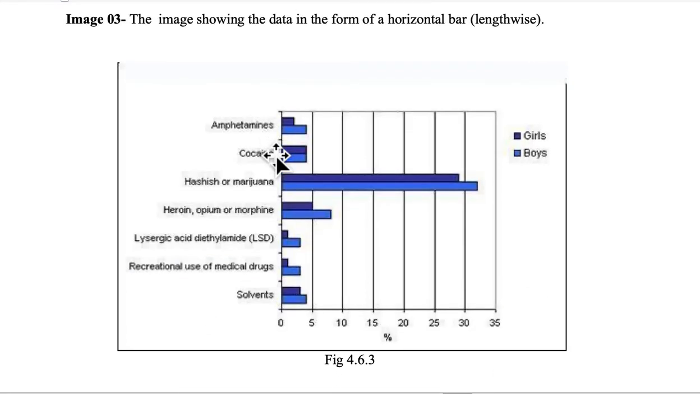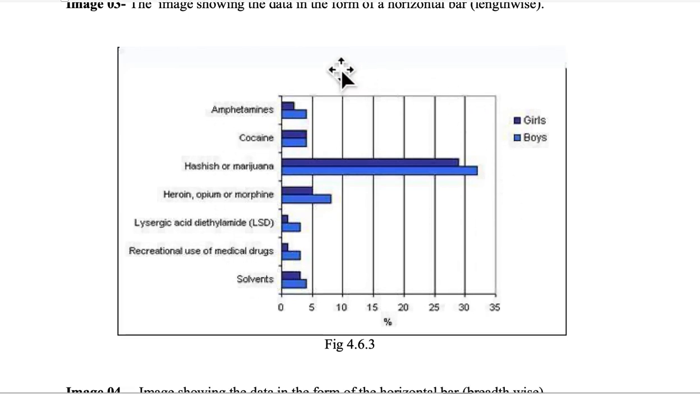Here we have a diagram. This is called a bar diagram. All the bars are horizontal and they also give us some information. Let's try to read it out. This bar diagram shows the percentage of boys and girls who consume various drugs. These are the names of the drugs, and on the x-axis we have the percentages, and all the dark blue bars indicate girls and the light blue bars indicate the boys.